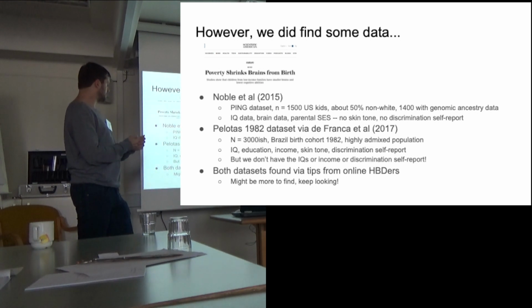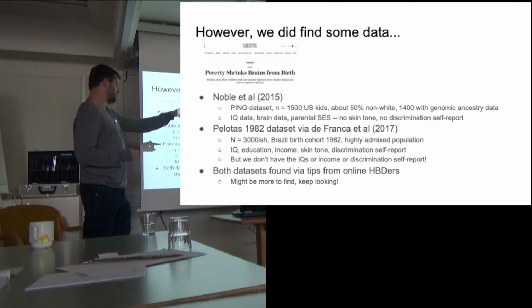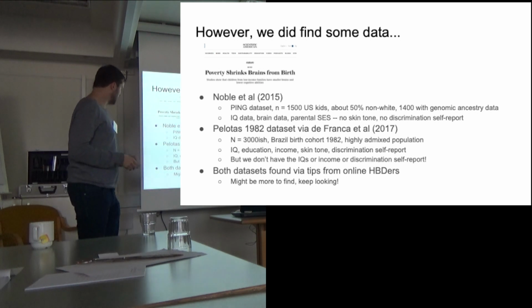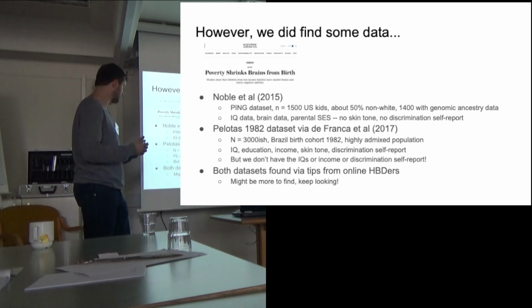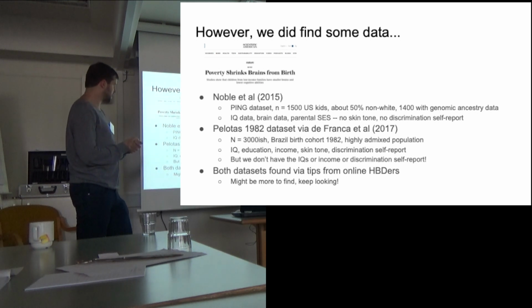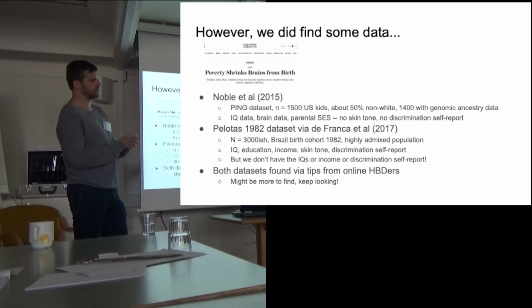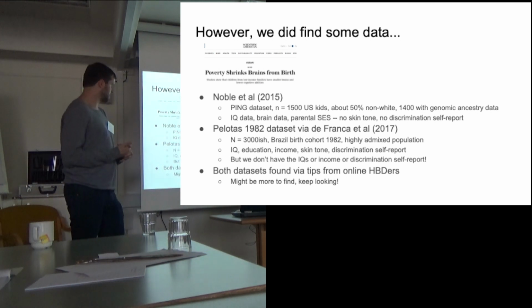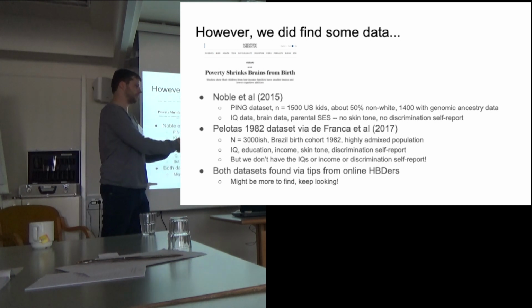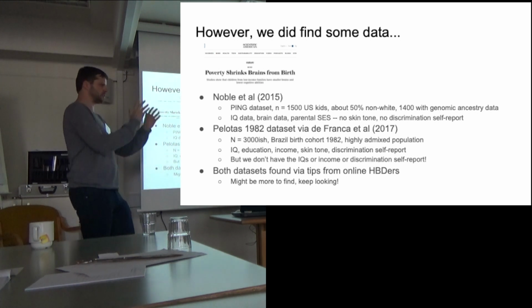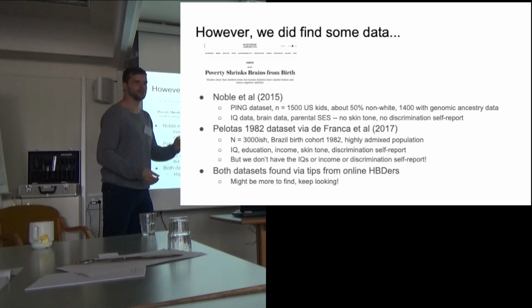There's a second one we found. We found a partial copy of this Brazilian dataset because someone published an article and attached a partial copy of it. It's funny. It has about 3,000 people. It's from Brazil, it's a birth cohort, so everybody's the same age, and it's a highly mixed population because that's how Brazil works. The real dataset has IQ, education, income, skin tone, discrimination, so basically everything you need, except that the public one they put up doesn't have the IQs or the incomes or the discrimination. So we only have a subset of the Brazilian dataset. That's how we work with this. It's kind of like rogue science.